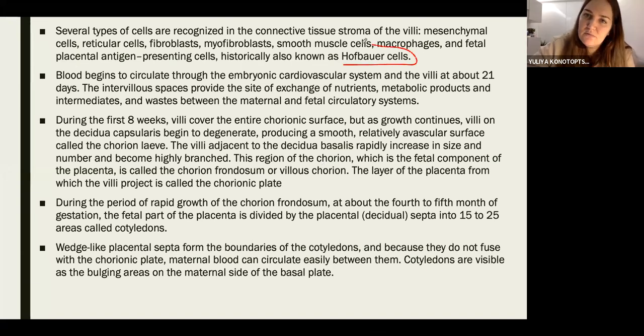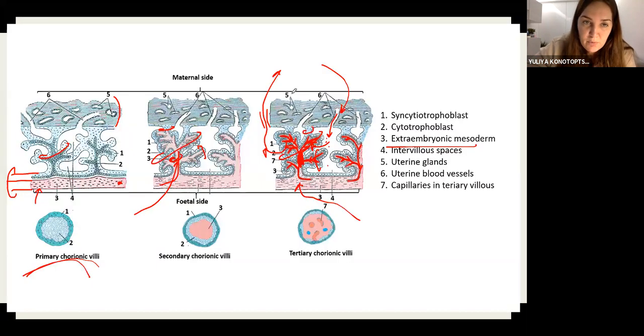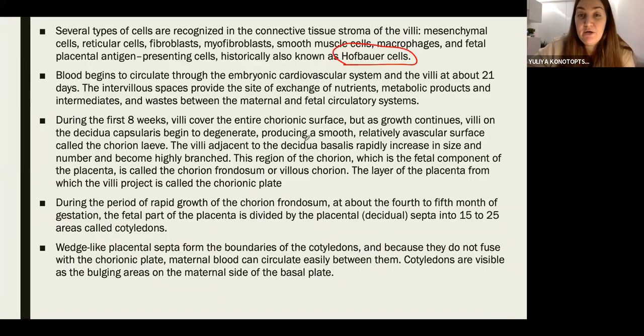Hofbauer cells. These are the APCs of a fetus. So on the fetal placental side, somewhere here where the fetal villi are, we'll have Hofbauer cells, macrophages just sitting there. These are going to be the antigen-presenting cells there, so Hofbauer cells.